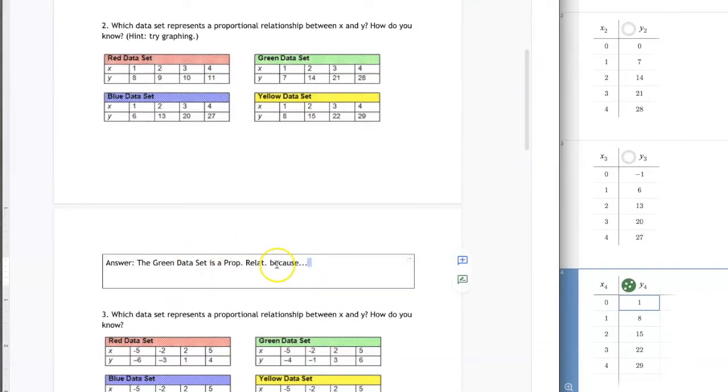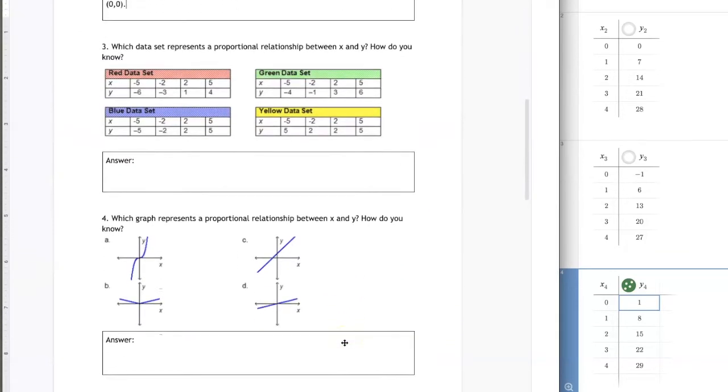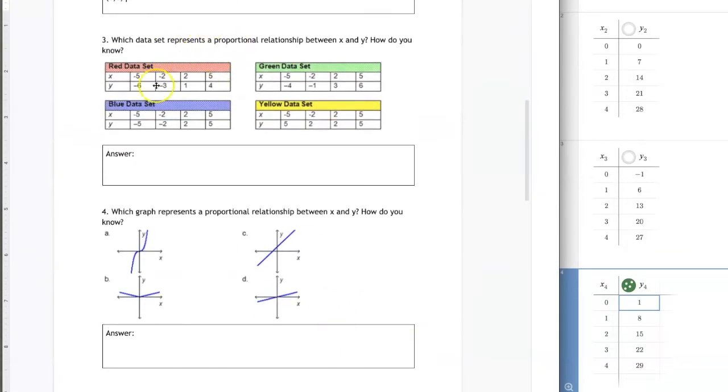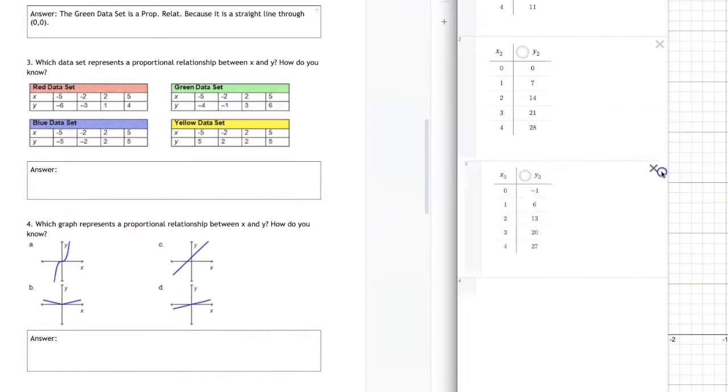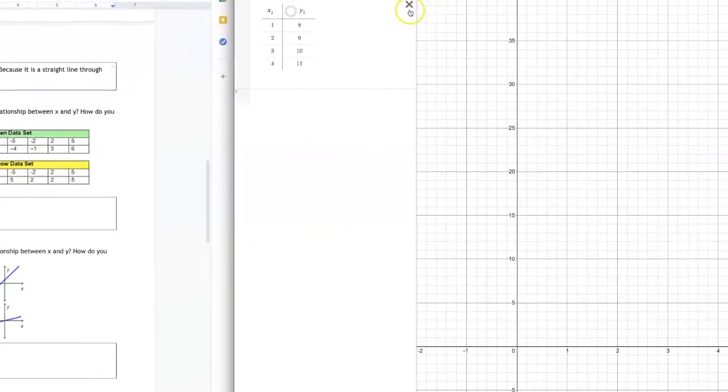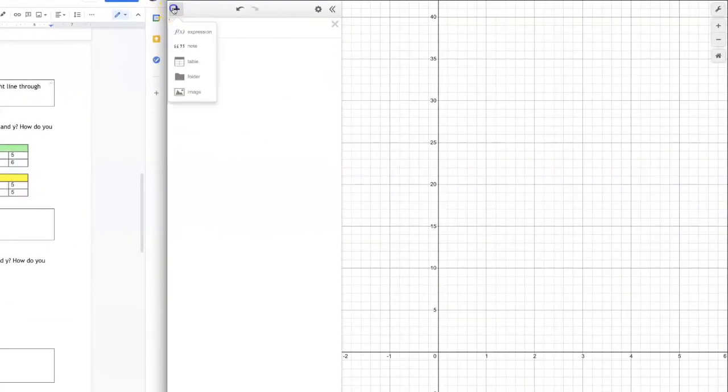The green data set is a proportional relationship because it is a straight line through 0, 0. Okay. Let's look at the data sets in number 3. And I can just quickly cancel these out and add a new table.